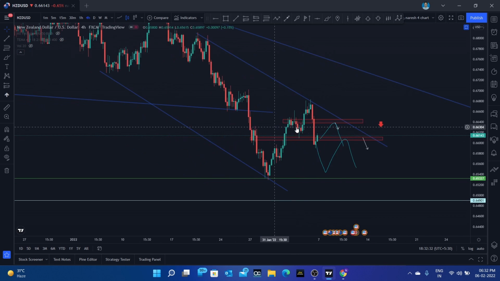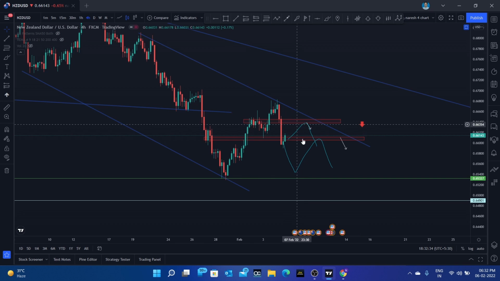So you can look for only short entries here, and we have two resistance areas here. If it is coming to this area directly, you can go for a short entry here. Or if it is coming down for a pullback, you can take the fib levels and mark the retracement levels. If it is aligned with this resistance area, you can go for short entries again, guys. So that would be for NZDUSD.